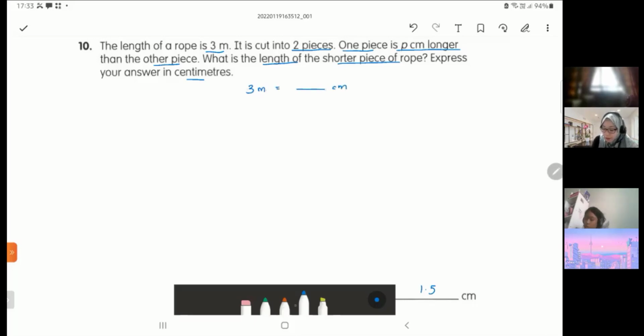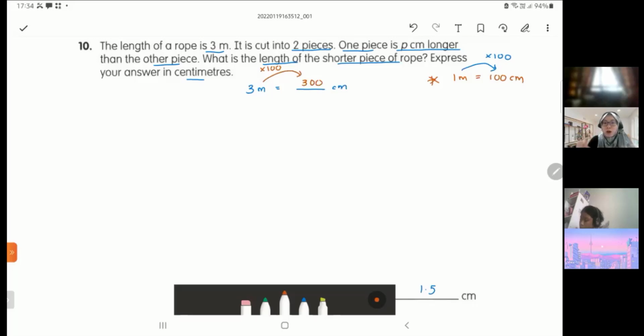And how do I get that? You all should know, on a side track, 1 meter is equal to 100 cm. How do I get to this? From 1 to 100, I multiply it by 100. Okay. So the same for this, 3 meters is equal to how many cm? 300 cm. How do I get that? 3 times 100. Okay, so which means this is my total length of my rope.